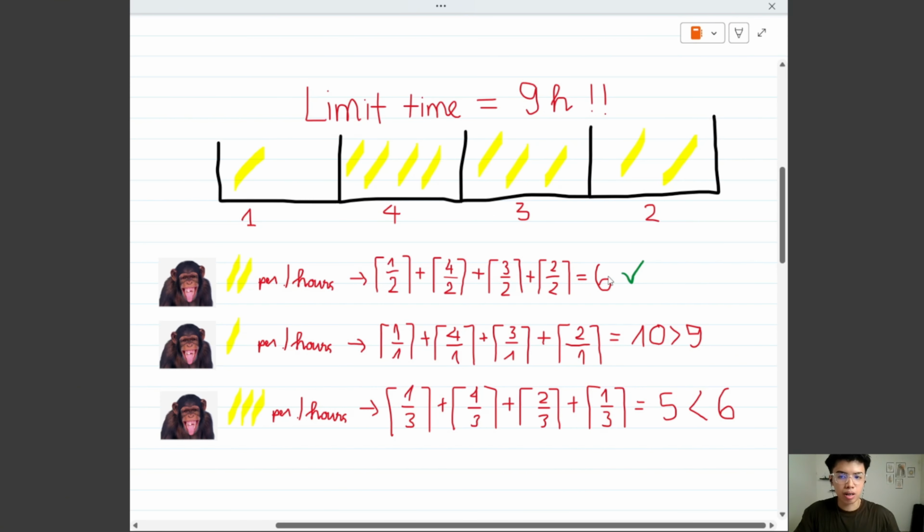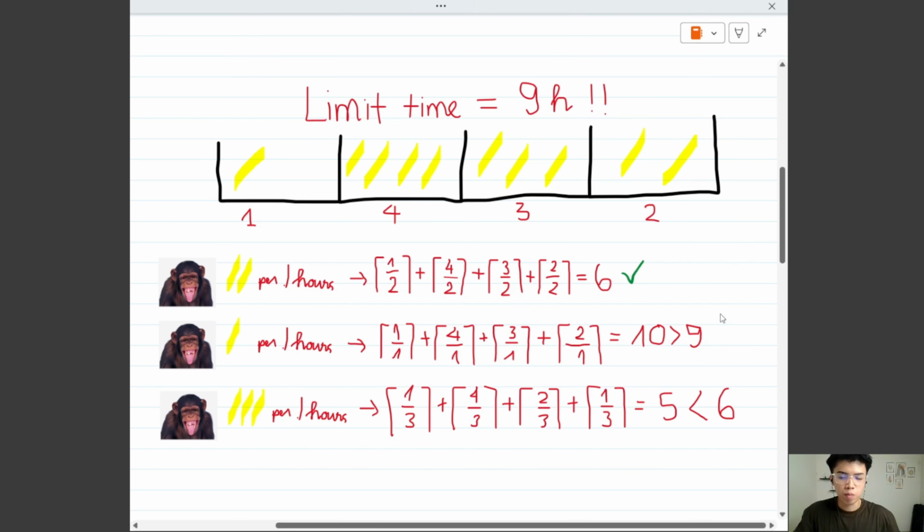Next, what if we slow down to 1? We divide each pile by 1. And the total time becomes 10 hours. 10 hours is so much greater than 9. So the rate of 1 is invalid. Koko is eating too slow.